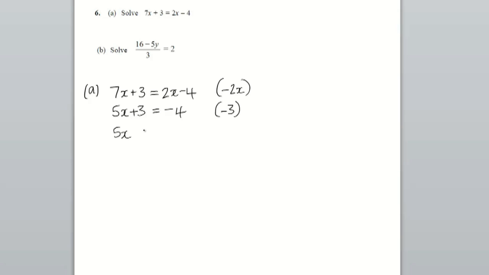Gives me 5x equals -7. I'm then going to divide each side by 5. So x equals -7/5, which equals -1 and 2/5, which also equals -1.4.